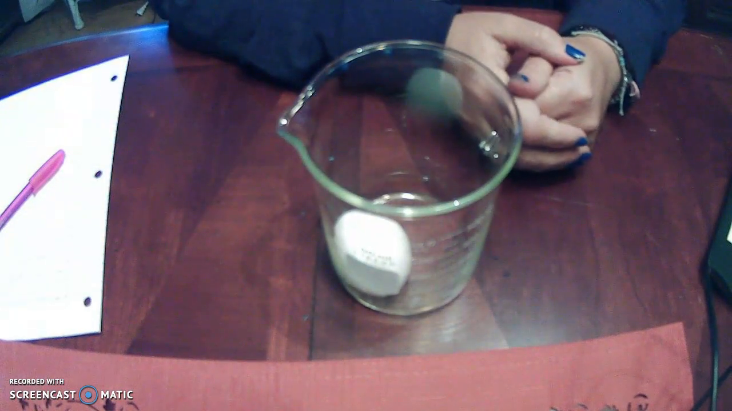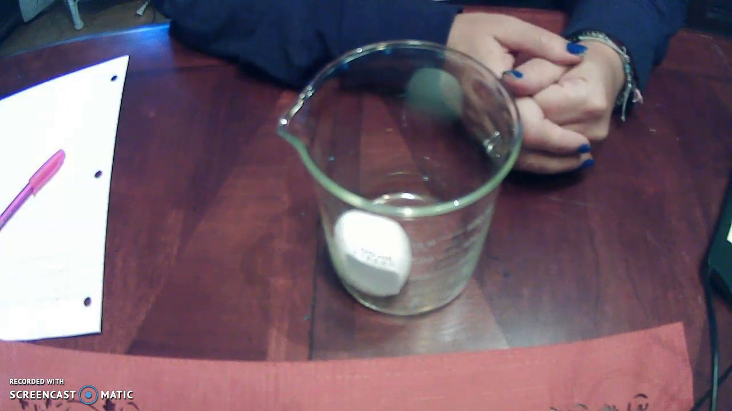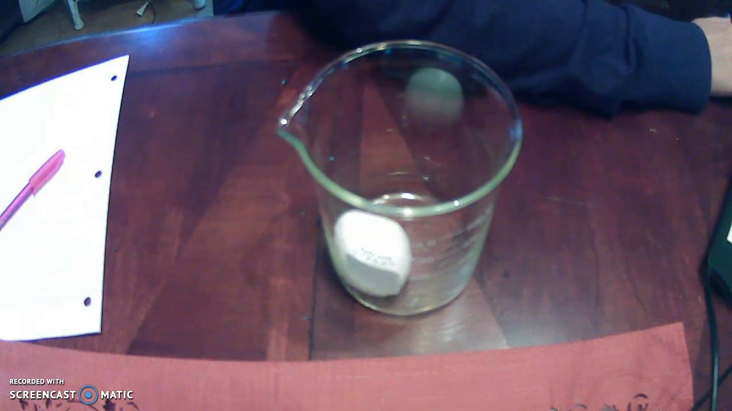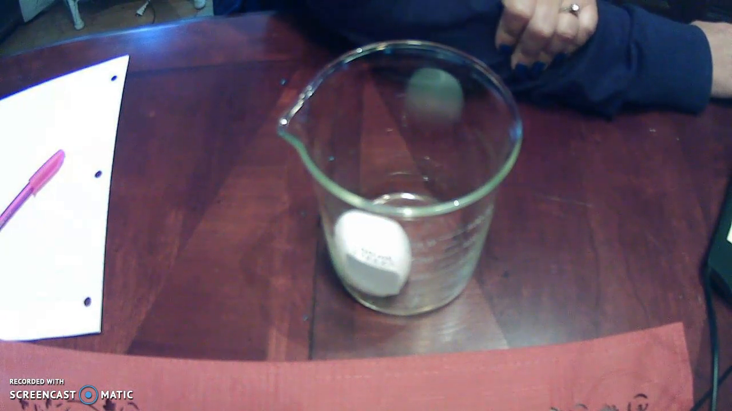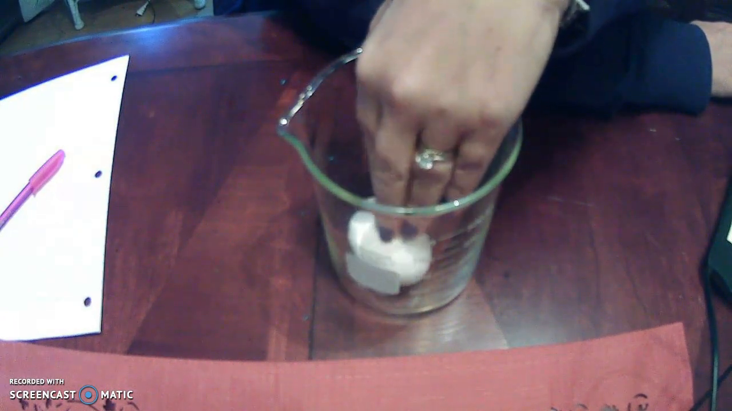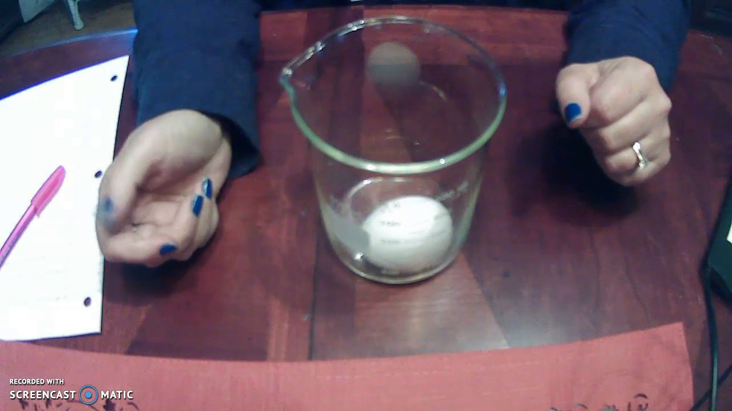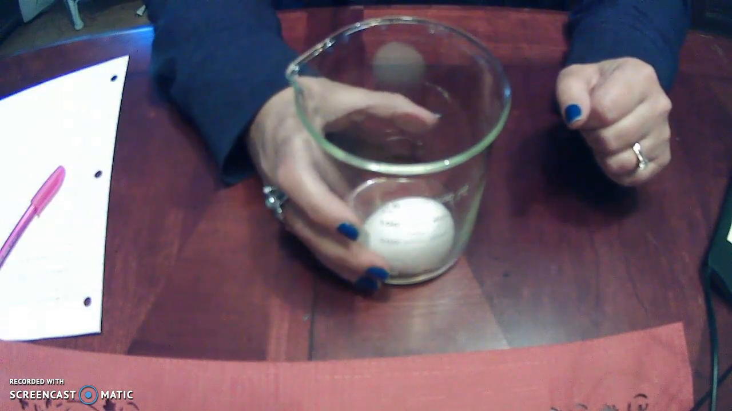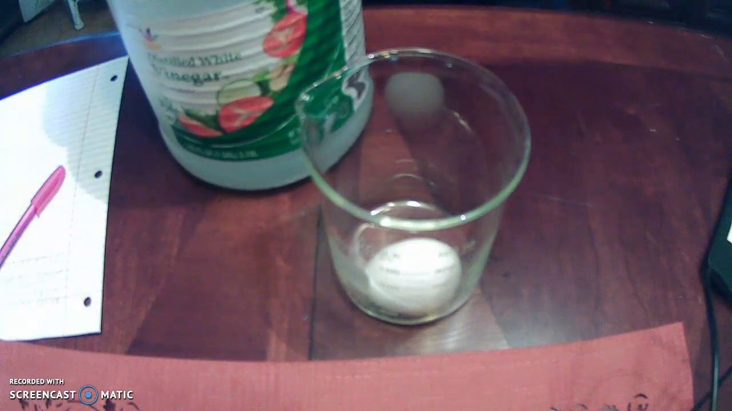And before I place it in the bath of vinegar, I would like you guys to make a prediction. What do you think is going to happen to the egg? I'm going to let it sit for 2 days in vinegar over the weekend. What do you guys predict is going to happen? All right, so you guys made your prediction, and now I'm going to pour the vinegar in.